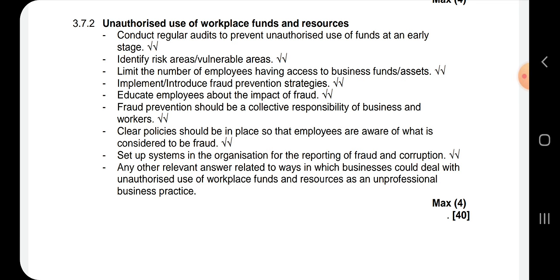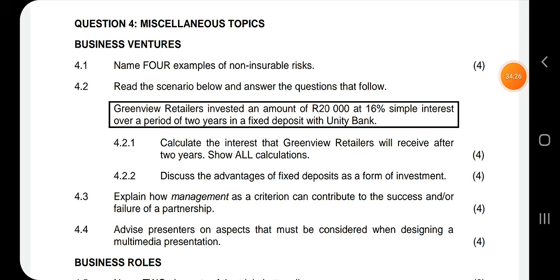Question 3, let's go to question 4. Yes, miscellaneous topics. Business ventures and business roles. Now let's look at business ventures first. 4.1. Name 4 examples of non-insurable risks. Read the scenario below and answer the questions that follow.